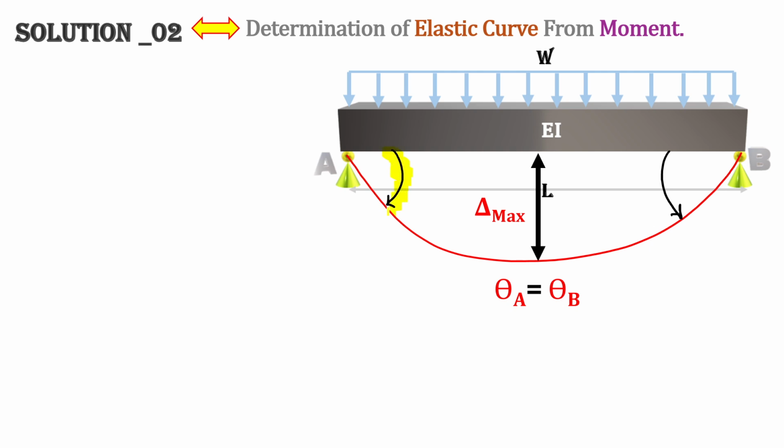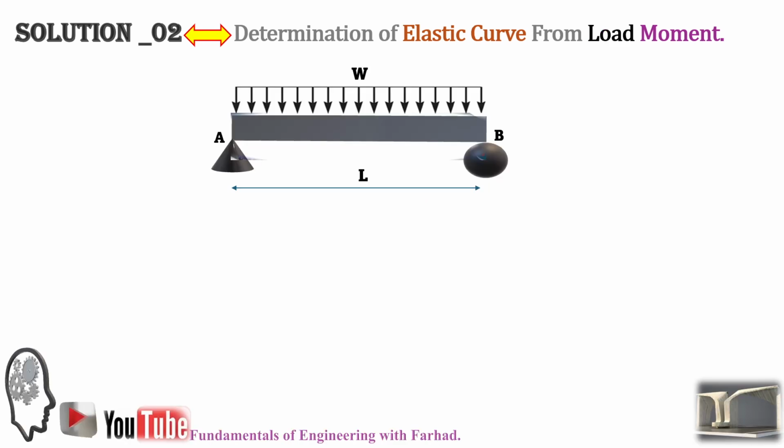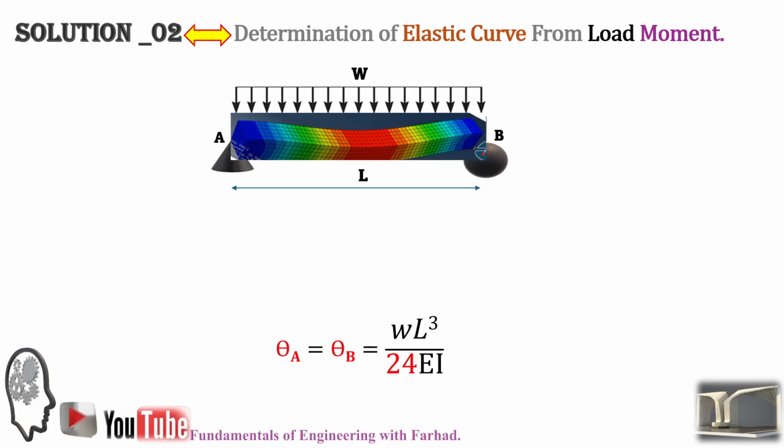There is a clockwise and counterclockwise theta at A and B. In terms of their numeric value, they're identical due to the symmetry, and theta at A simply comes from the theta equation when you replace x by 0, and it gives us theta A equal to theta B, which is WL cubed over 24 EI. We get the same result for theta and also delta as in the previous calculation.